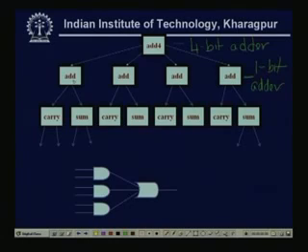Now, the 1-bit adder, what will be the components? I have to realize a carry and a sum. So, one carry output and one sum. For each one it is the same, the carry and sum. So, in this way I can implement a 4-bit adder hierarchically.